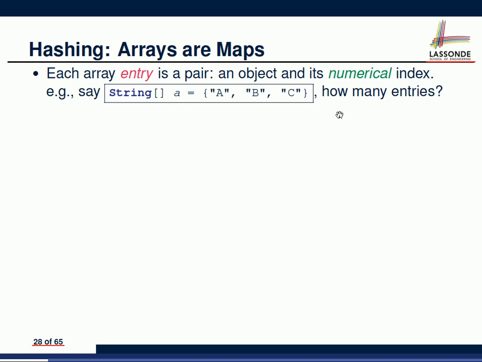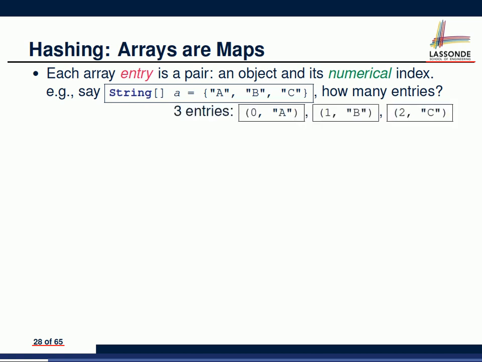Now, if I give you key 1, what would be the corresponding value? B. Careful. Now if I give you key -1, what would be the corresponding value? Conceptually, of course, you will get an array index out of bounds exception, right? Good. That's very easy. I wouldn't bother you too much. So now over here, 3 entries: 0A, 1B, and 2C.